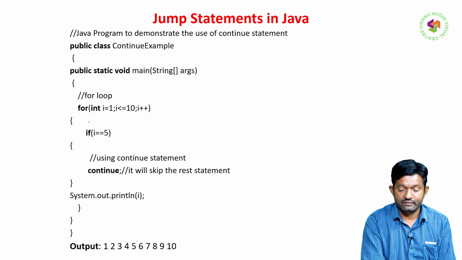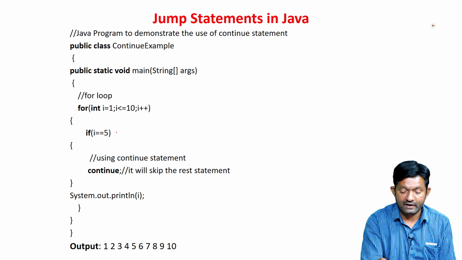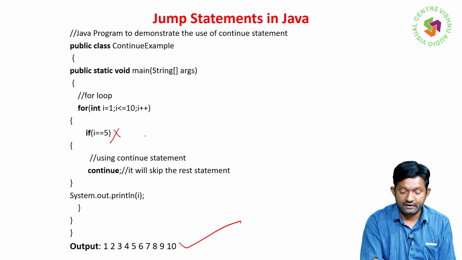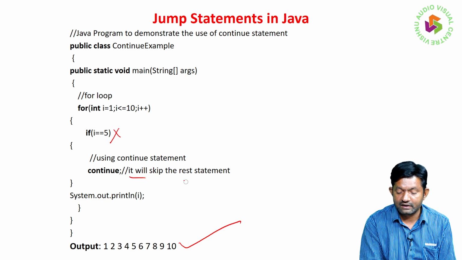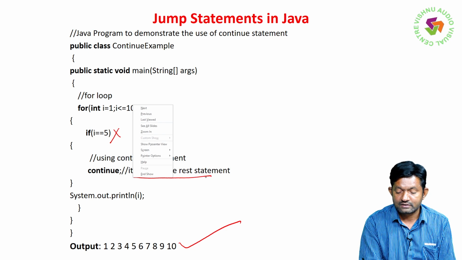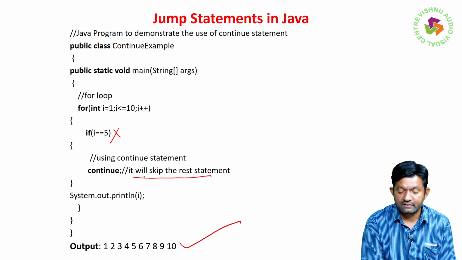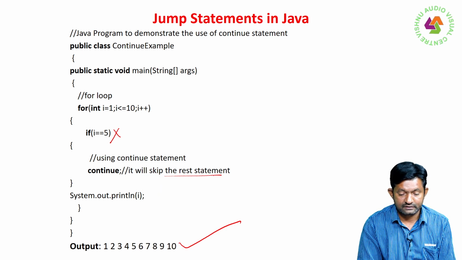So in this program, the for loop is iterating 1 to 10, and if i is equal to 5, continue. That means only this 5 is skipped and the remaining values will be printed. Like a detained candidate, it will skip. The continue statement will skip the rest of the statements.